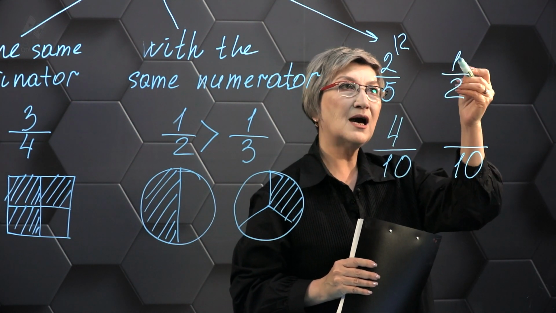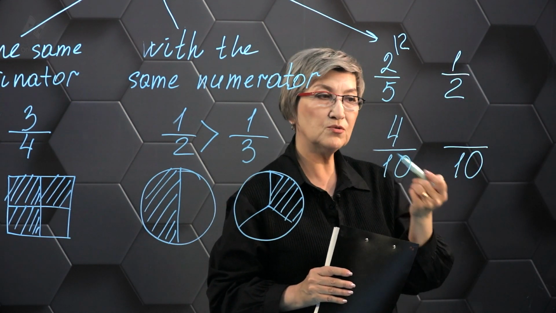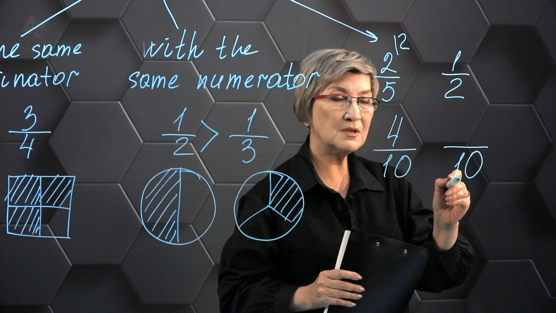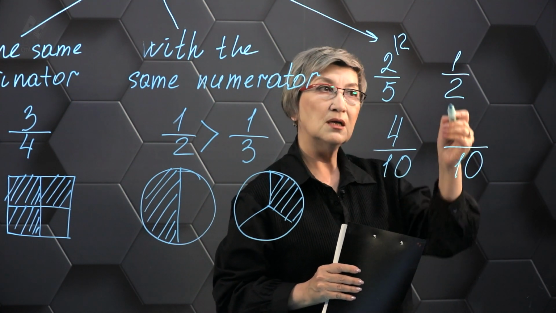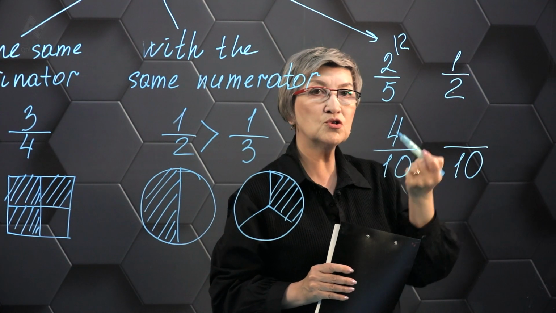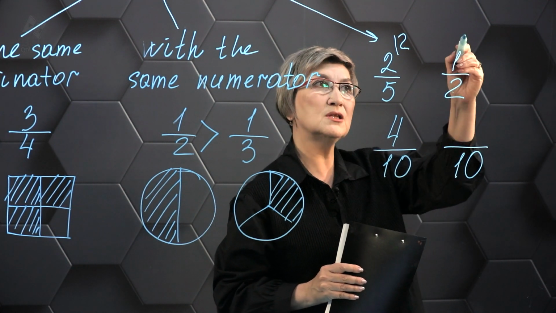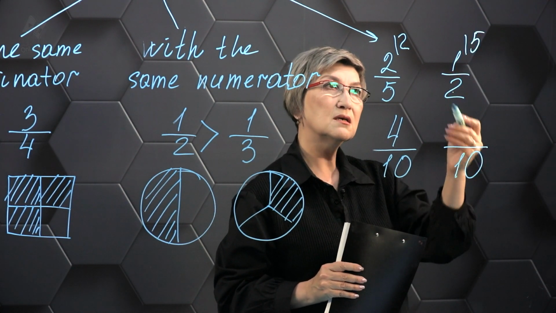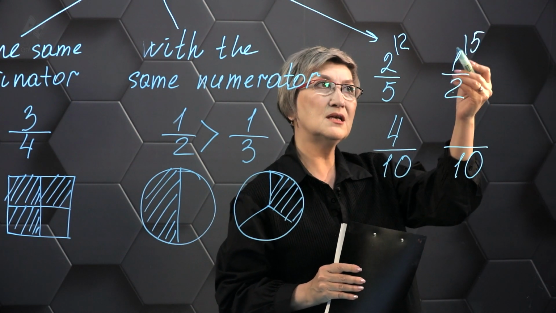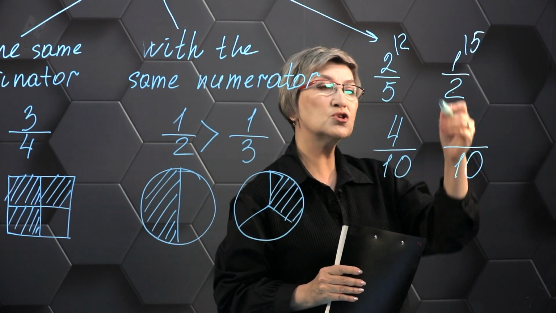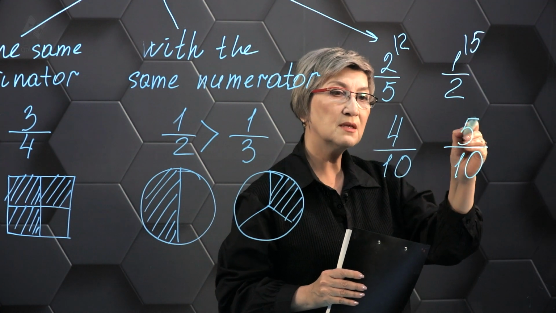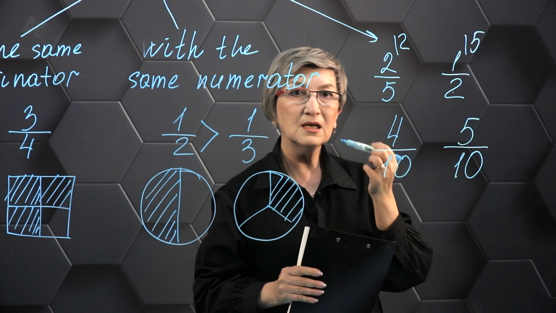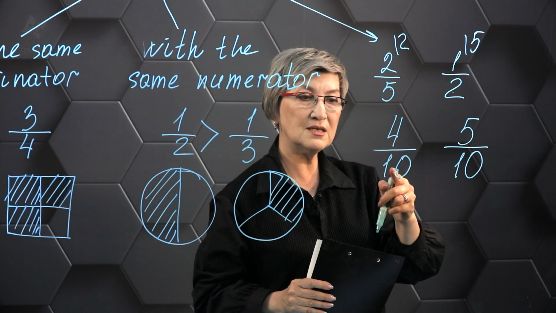From a fractional number 1/2, I must get a fraction with a denominator equal to 10. Then I must multiply 2 by 5. 2 times 5 is 10. But I also multiply the numerator by 5. 1 times 5 is 5. So I ended up with two fractional numbers, 4/10 and 5/10.